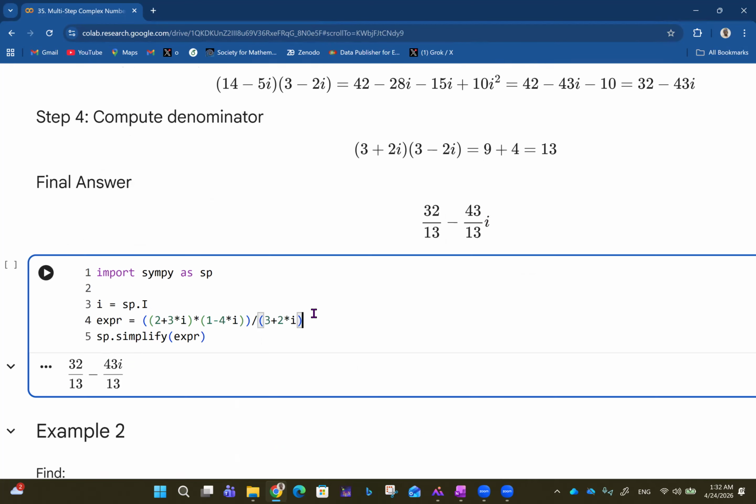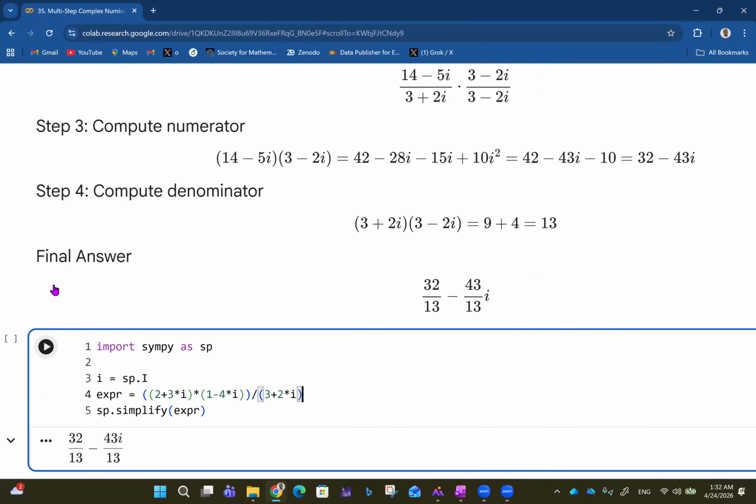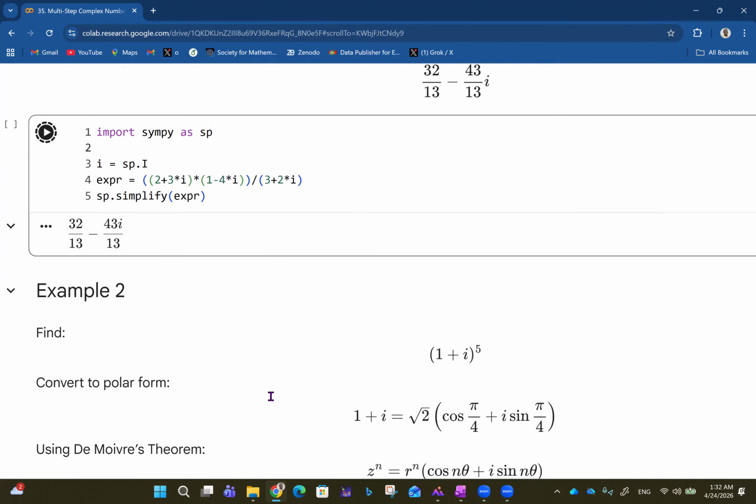Of course, we can also do symbolic Python here to see if our answer is right. And this is exactly what has happened right here. And we get the same 32 over 13 minus 43 over 13i.